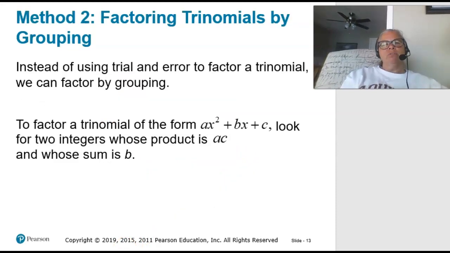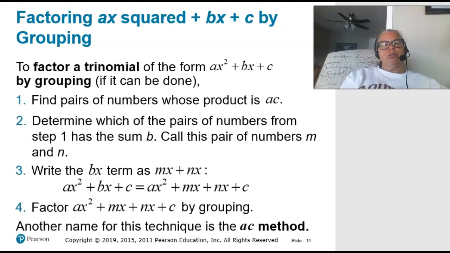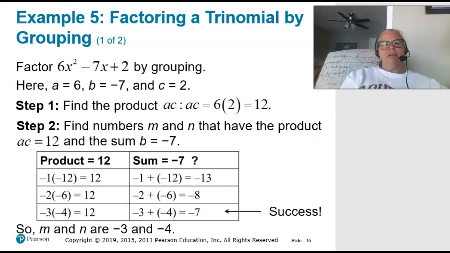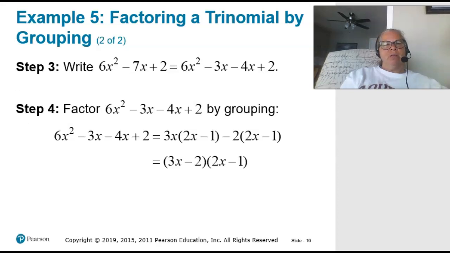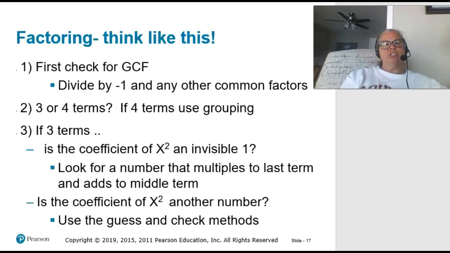So, instead of using trial and error to factor a trinomial, we can factor by grouping. To factor a trinomial by grouping, you can look at the two integers whose product is a times c and whose sum is b. We've talked about that before. So, I will leave the idea of factoring a trinomial by grouping as a method for you to look at on your own.